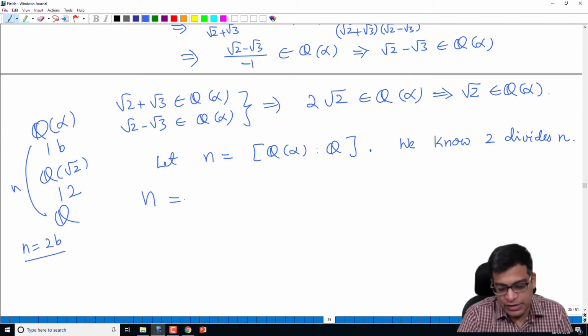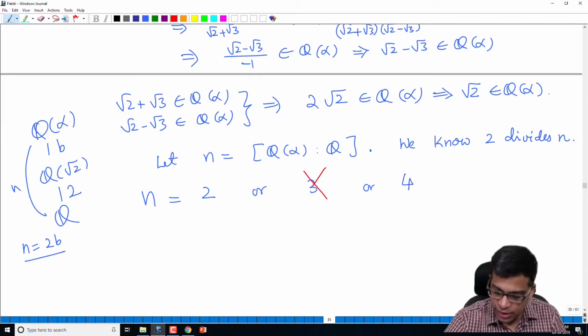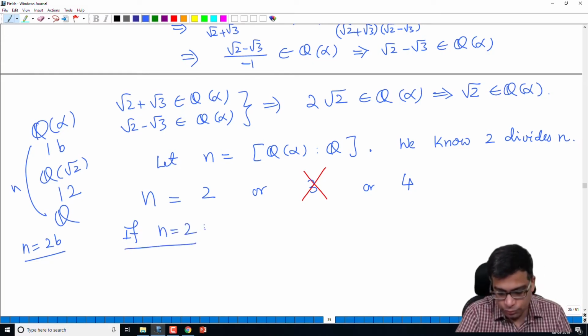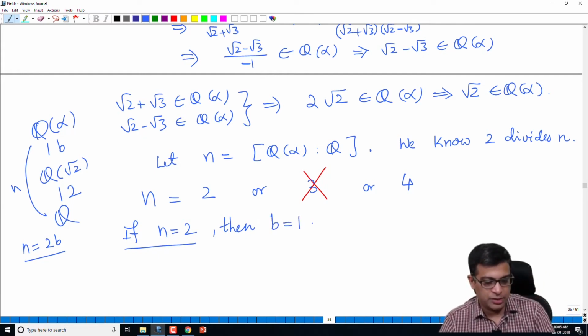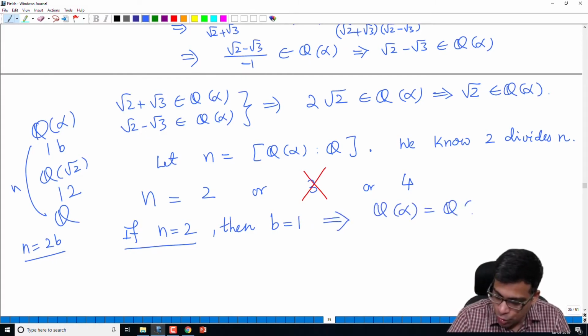So remember earlier we said n is 2 or 3 or 4 in the previous video when we talked about this. These were the 3 possibilities. We ruled out 1 and we know that it's less than or equal to 4. Now we can rule out 3, right? Because 3 is not divisible by 2. So now it's either 2 or 4. If n is equal to 2, then b is equal to 1, right? Because 2 times b is n is 2, that means b is equal to 1. But if b is equal to 1, Q alpha equal to Q root 2.